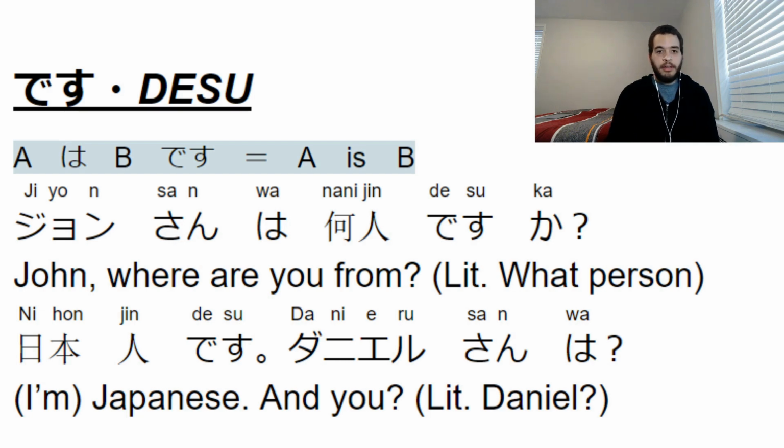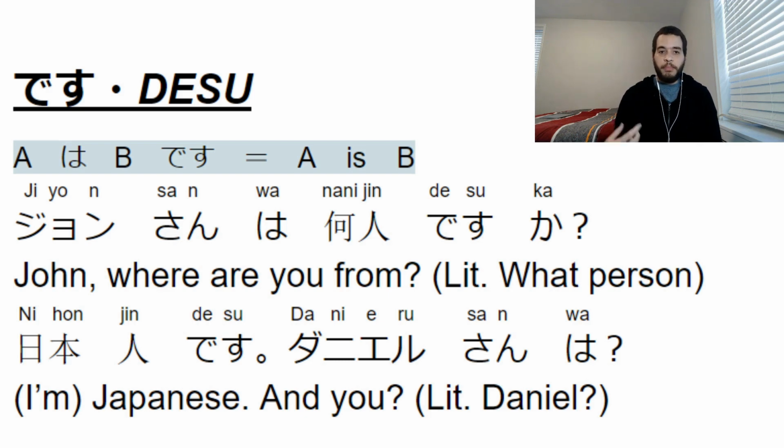But in this context, it means a person from where? Then we got desu ka, which you should know by now, means is, question mark. Now to answer the question we've got, Nihonjin desu. In Japanese, you don't always have to use the subject of a sentence if it's implied. In the last sentence, we were talking about John. So in this sentence, if the subject is still John, we are just going to say Nihonjin desu, meaning Japanese, really meaning I'm Japanese. And to ask the other person where they're from, you'd say Daniel-san wa.